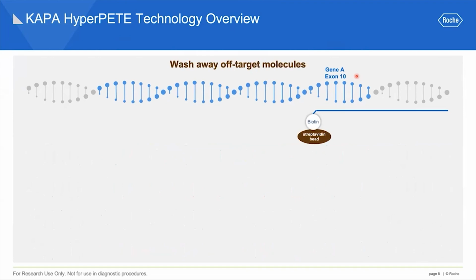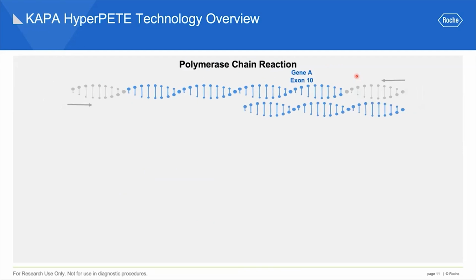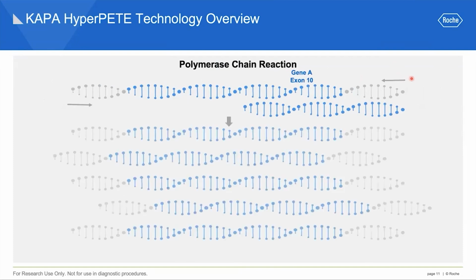Following the capture, we wash away off-target molecules. Therefore, all that's left are our on-target molecules that have had that capture extension reaction performed. A unique part of KAPA HyperPETE is that we use a second target-specific primer that increases the on-target rate of the technology and will bind upstream to the initial extension product. Then this will extend through that initial product and effectively release all of the target molecules into solution. This allows you to transfer the supernatant from this reaction into a new tube. Following that, we perform a post-capture PCR using the Illumina P5 and P7 amplification primers. This enriches our sample to be ready for QC, pooling, sequencing, and analysis.